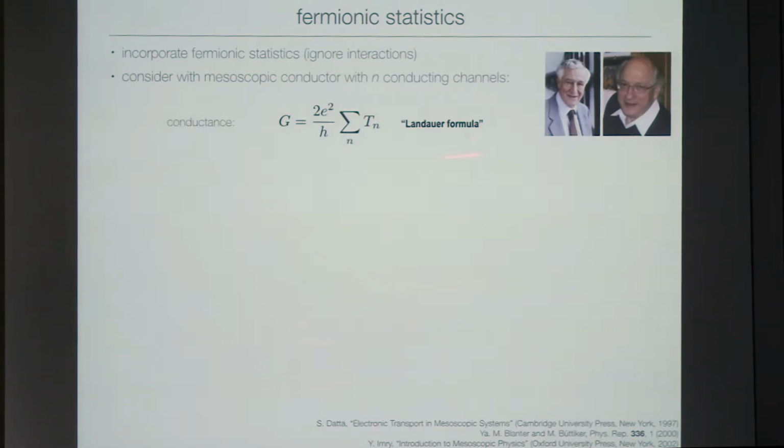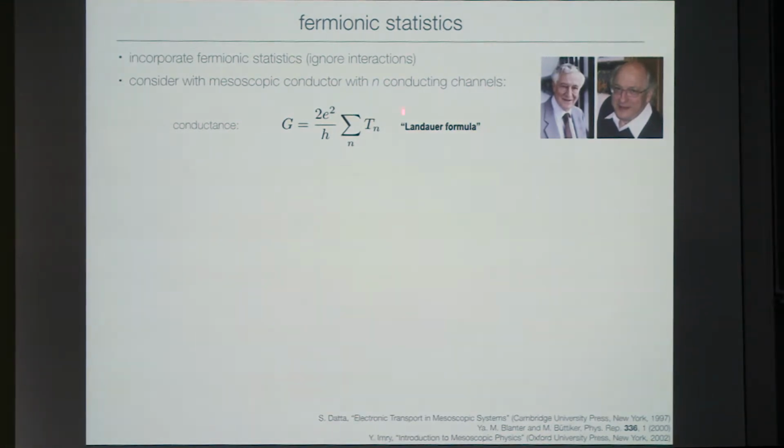And to understand that, you can use the Landau-Büttiker formalism to understand how that arises. So let's incorporate the fermion statistics, but we still ignore interactions between the electrons. So you basically have a non-interacting electron system, and you have, let's say, n conducting channels. Then the conductance through the Landauer formula can be written as 2e²/h times the sum over all the transmission probabilities of the existing channels.